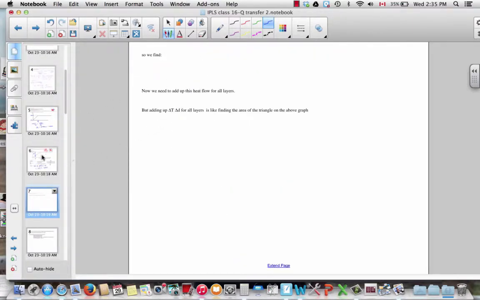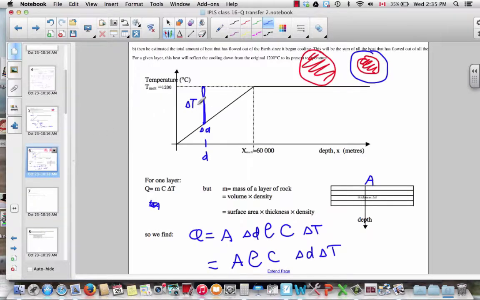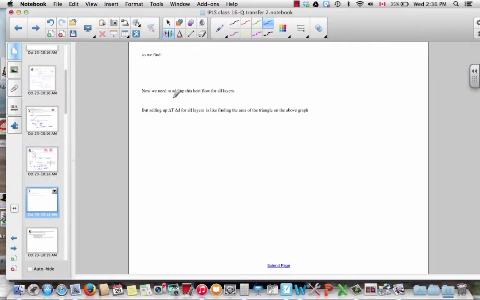And we want to, of course, find the total energy, not just for this one little layer, but for all the layers of rock. That means we want to add up all of them. So we'll do that by summation. So we're adding up, what was that? That was A, rho, C, delta T, delta D, over all the layers, and I'm using summation notation here.